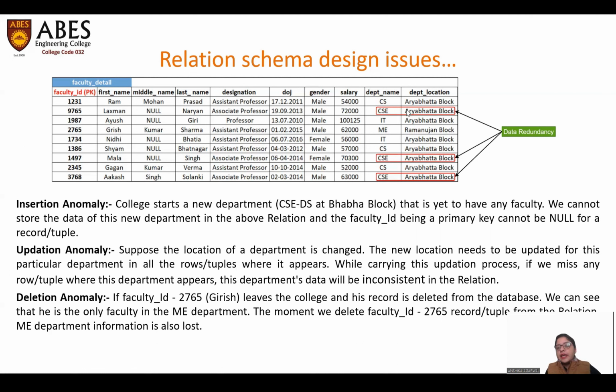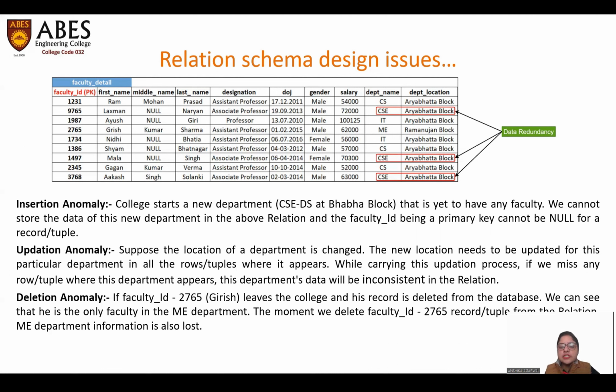Okay. This is a small database. Here we need to update this information only 3 times, Aryabhatta to Baba. But if we have a record of 1,000 people, where in CSE we have 1,000 faculties, then we need to update this information 1,000 times, correct? And if we miss even a single record, then the database will be in an inconsistent state. How will we identify whether CSE is at Aryabhatta or Baba?